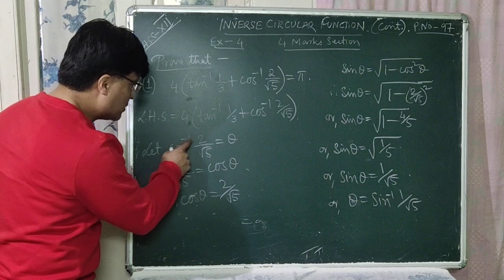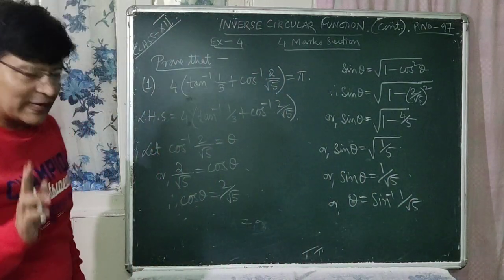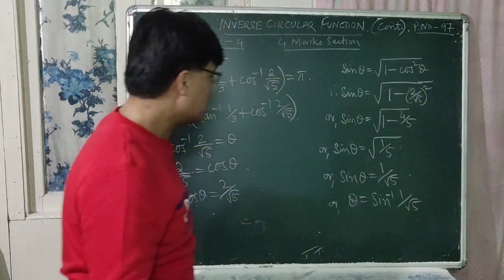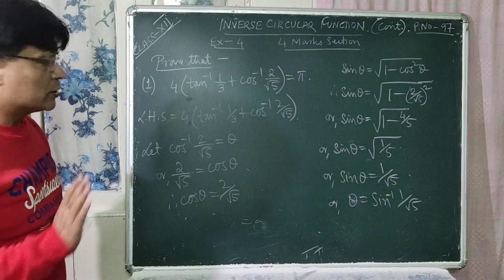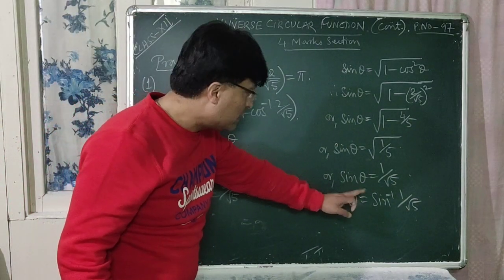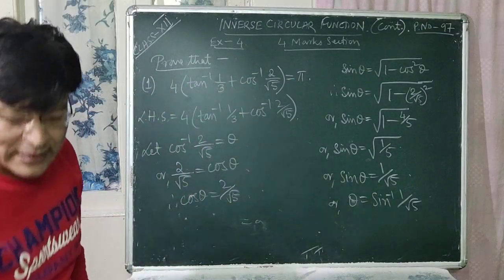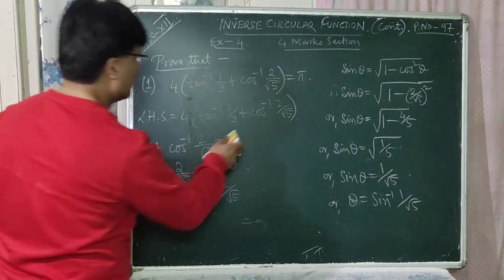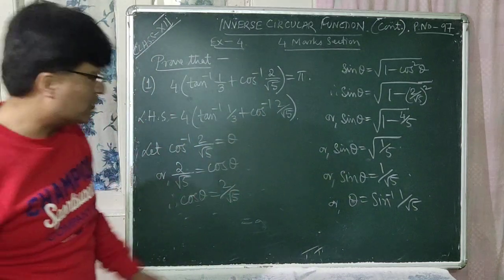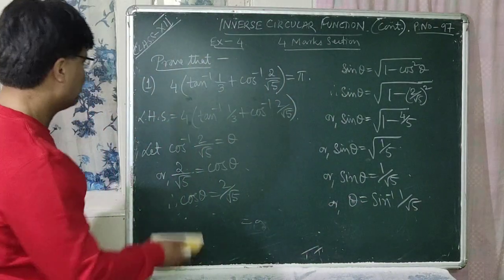Now cos inverse 2 by root 5 is equal to theta, and theta is equal to sine inverse 1 by root 5. That means cos inverse 2 by root 5 is equal to sine inverse 1 by root 5. But actually we need the value for tan theta, we don't need this one. Theta is equal to sine inverse 1 by root 5, but we need tan theta, because we are converting this cos inverse 2 by root 5 in terms of tan inverse. So no need of finding this sine inverse.